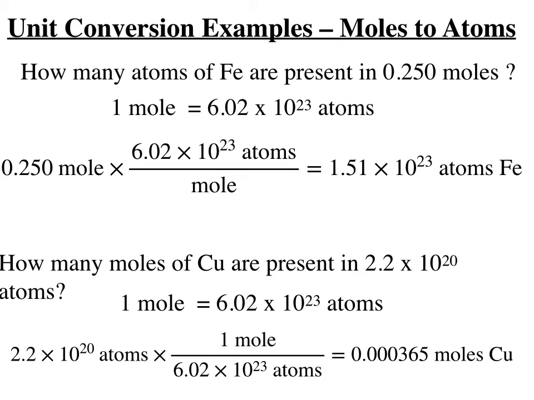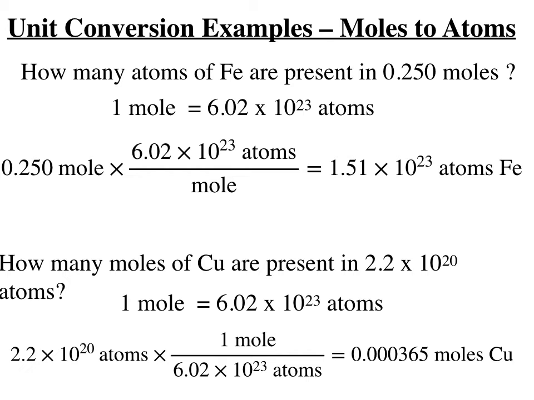Let's look at a couple examples of going between moles and atoms to moles. Let's take the example where we ask, if I have a quarter of a mole of iron, how many atoms of iron do I have? Well, we don't need the molar mass of iron in this case. If it had told me that I had a quarter of a gram of iron, then I would need the molar mass, but here I have a quarter of a mole of iron.